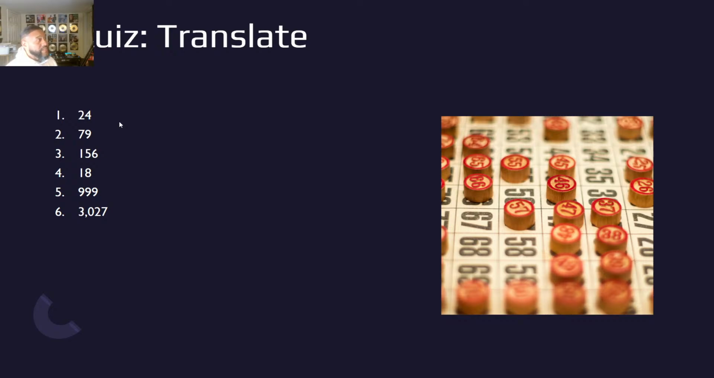Then we have 100. 100 is selau. And then 56. So we have five tens, lima sefulu, and then 6 is ono. So lima sefulu male ono, or lima sefulu ono.